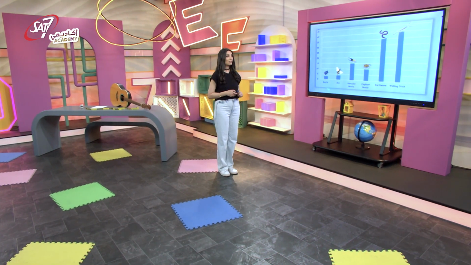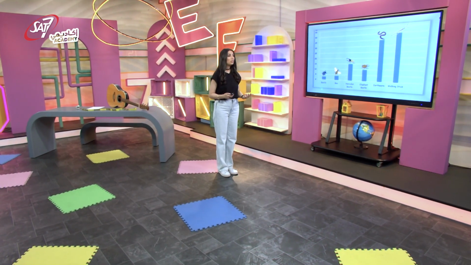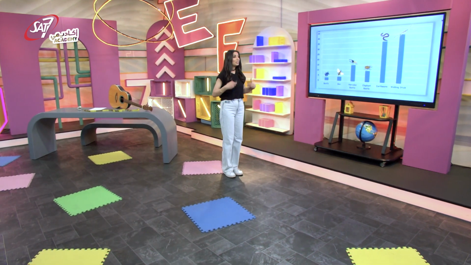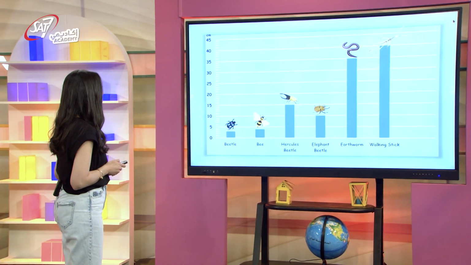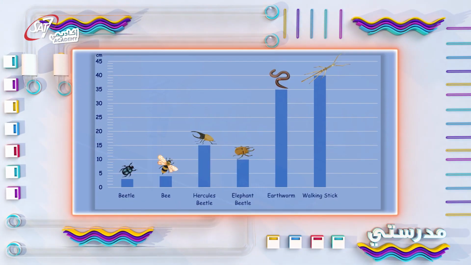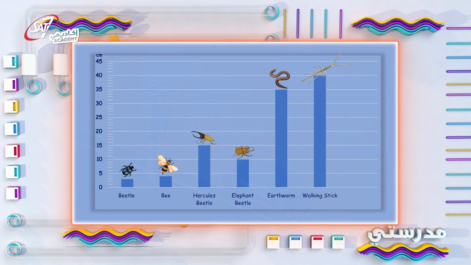The beetle is 3 centimeters long, which means 30 millimeters. We multiply by 10. What is the length of the walking stick in millimeters? It is 40 centimeters long. Multiply by 10, it is 400 millimeters.